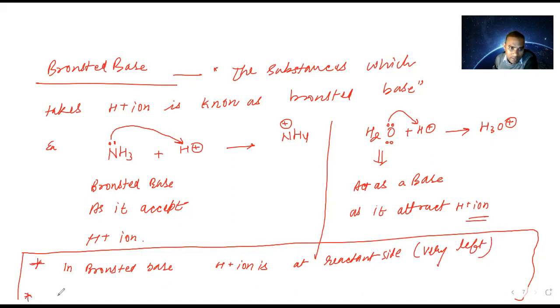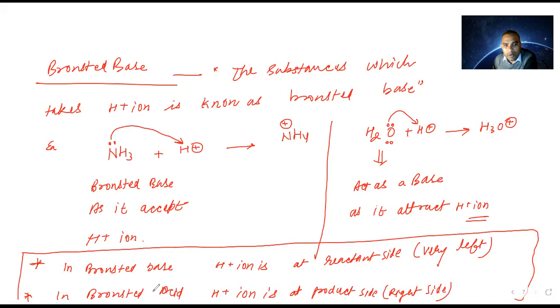In the second point, what they are saying in Bronsted-Lowry acid, the H plus ion is at the product side, or you can say the right side. Very right. So you see, in case of Bronsted-Lowry base, H plus ion is at the reactant side.